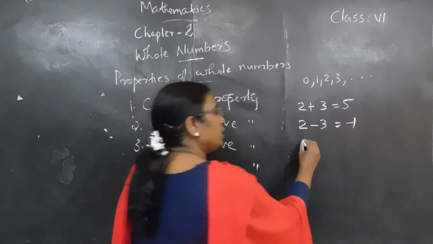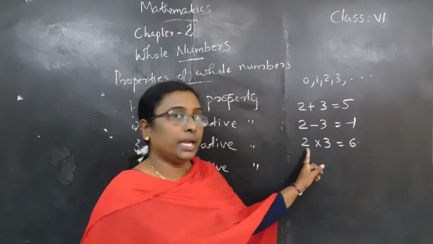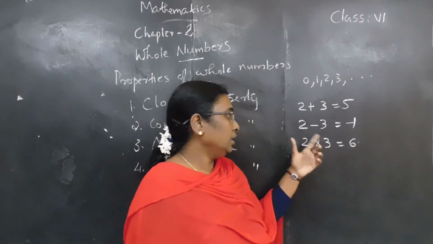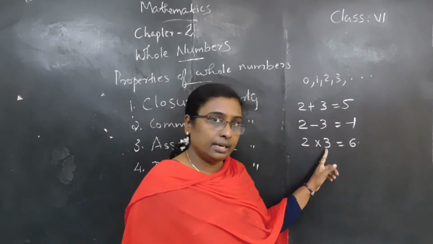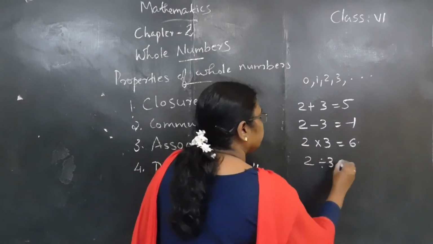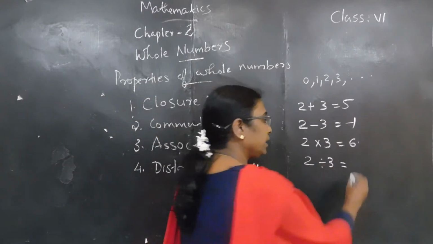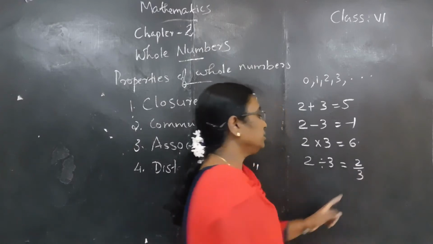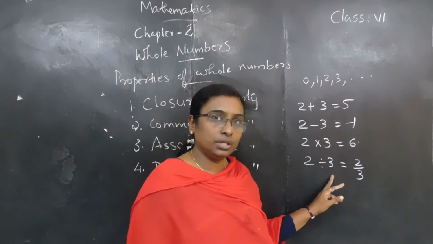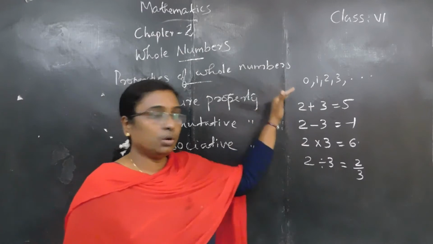Next one, 2 into 3. What is 2 into 3? Equal to 6. 2 and 3 are whole numbers. 6 is also a whole number. Therefore, whole numbers are closed under multiplication. Next one, 2 divided by 3. 2 and 3 are whole numbers. 2 divided by 3 equal to 2 by 3. 2 by 3 is not a whole number. Therefore, whole numbers are not closed under division. This is the closure property of whole numbers.